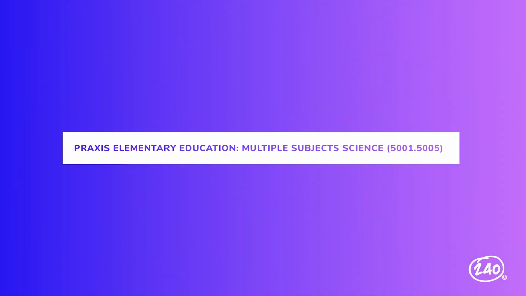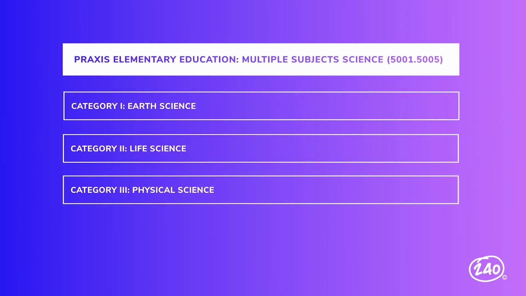Now, the Praxis Elementary Education Science subtest consists of 3 overarching categories. The categories are Earth Science, Life Science, and Physical Science. Each category has an outline of what to expect in that category, but as you'll see in a minute, they try to get a little tricky here.